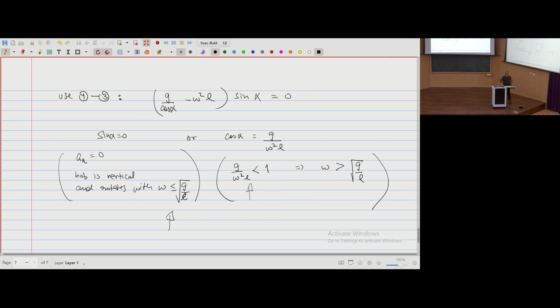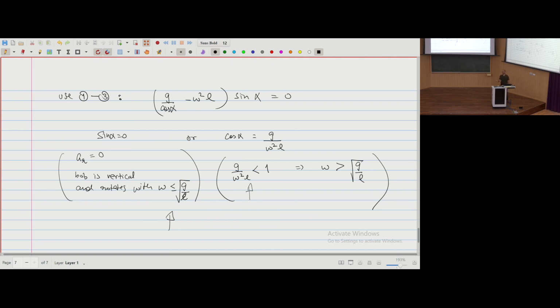So let's understand the situation now. You take the bob, you rotate it. It's sitting vertical, you rotate it with an omega. If omega is less than square root g by L, then it sits vertical. Now you can still keep it down and rotate it faster. It will keep rotating faster, but if you give it a slight push, then it takes an alpha.